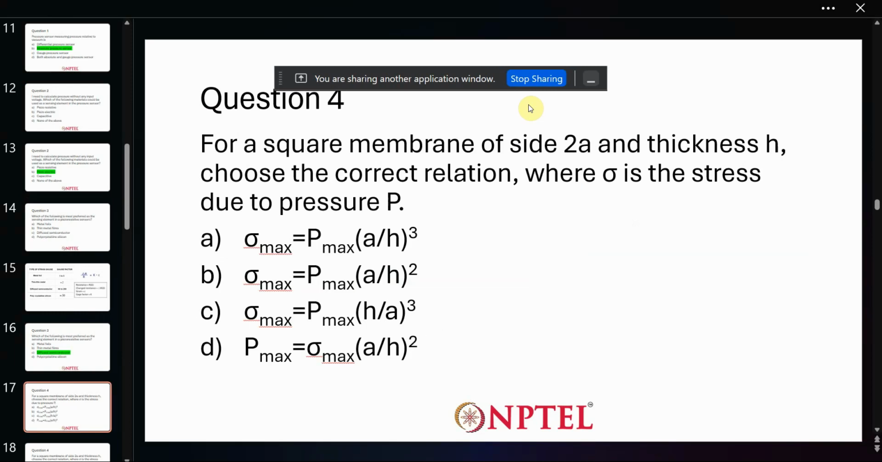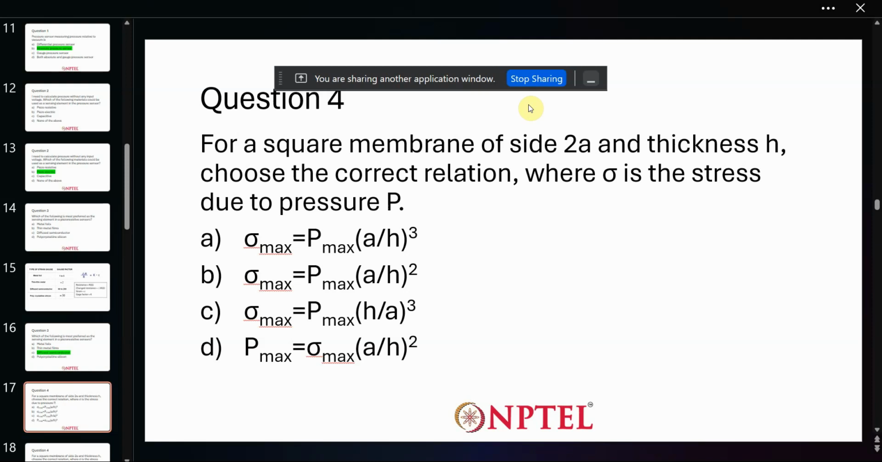This is based on the formula that has been given in the slides. For a square membrane of side 2a and thickness h, choose the correct relation, where sigma is the stress due to pressure P. Sigma max is equal to P max A by H cube. Sigma max is equal to P max upon A by H square. Sigma max is equal to P max H by A cube, or P max is equal to sigma max A by H the whole square.